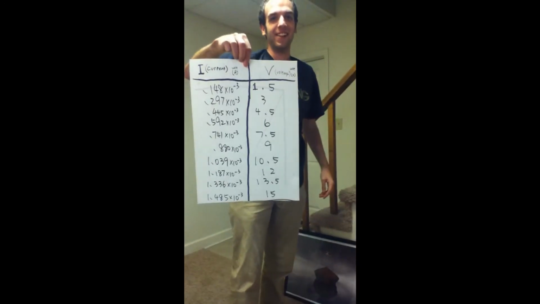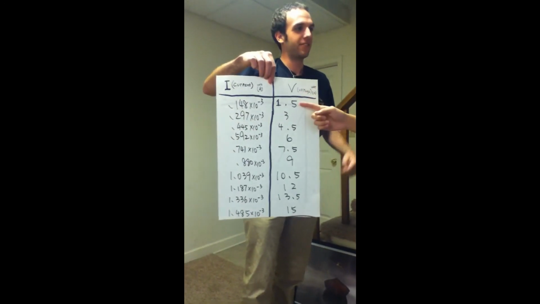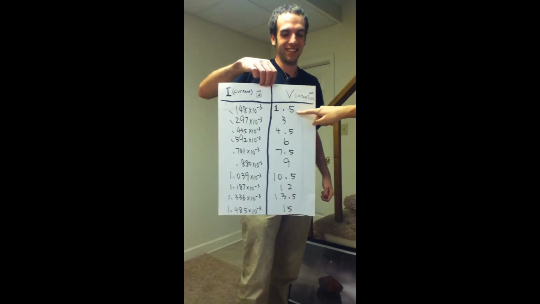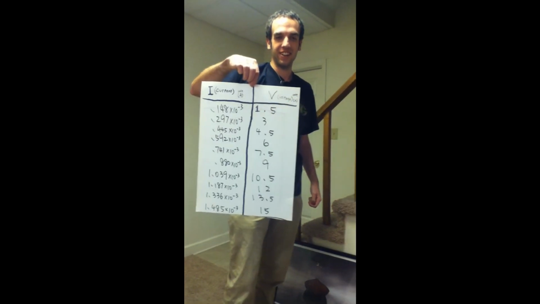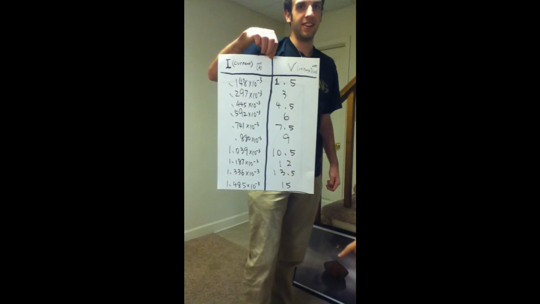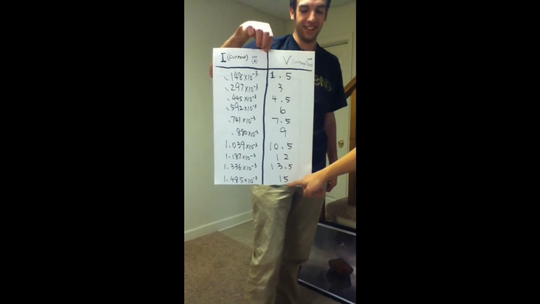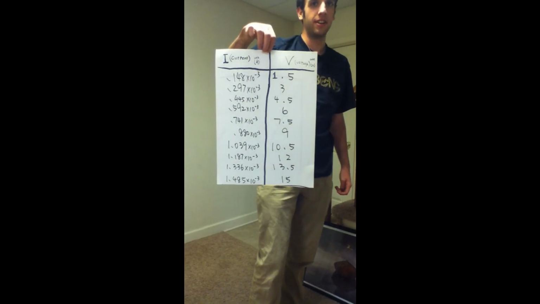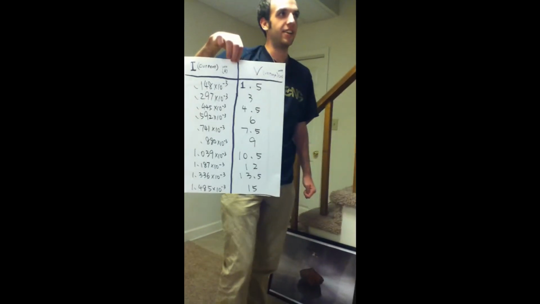Now we are showing you the data that we collected. This is 1.5 equals 1 battery, and we have 10 data points. The last one is 15, which means we use 10 batteries at the last time of our experiment.